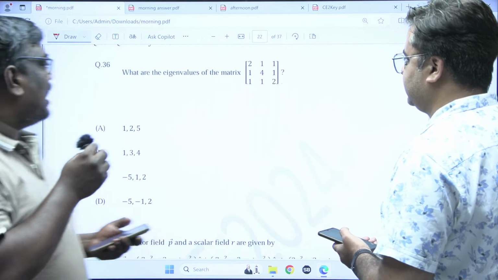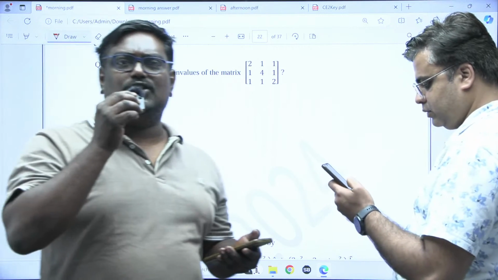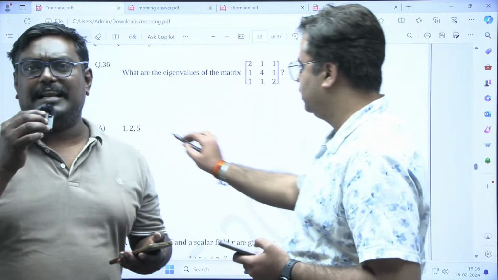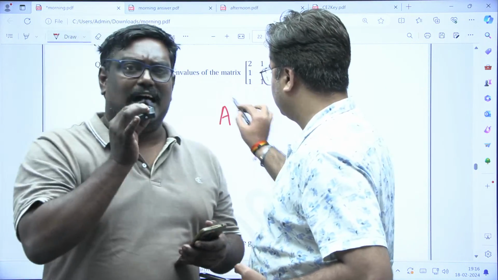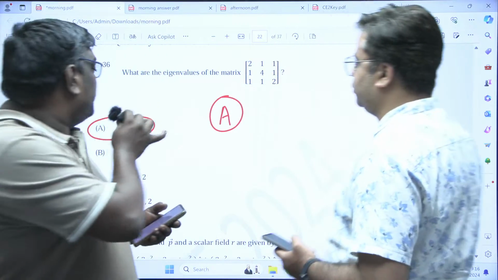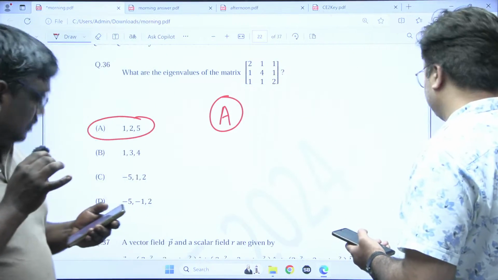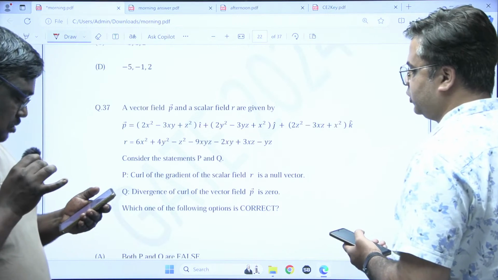Yeah, these are the eigenvalues. The sum of the eigenvalues is nothing but the trace of the matrix, and the product of the eigenvalues is nothing but the determinant. Here we have the answer as 125. Option A is the right answer. Option A is correct.